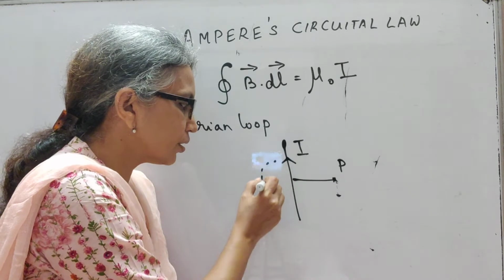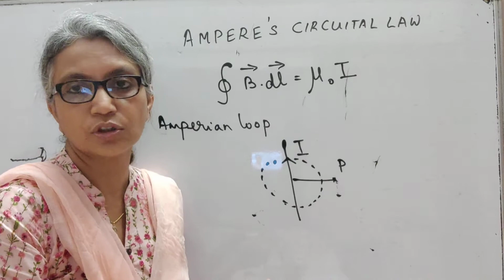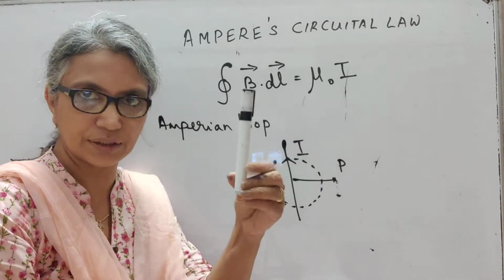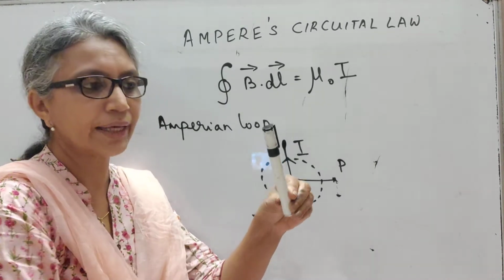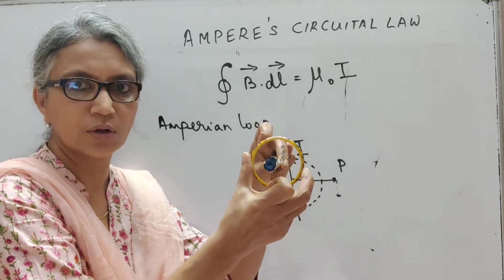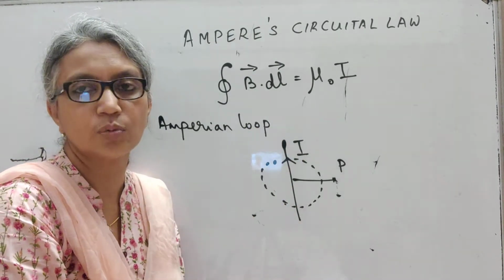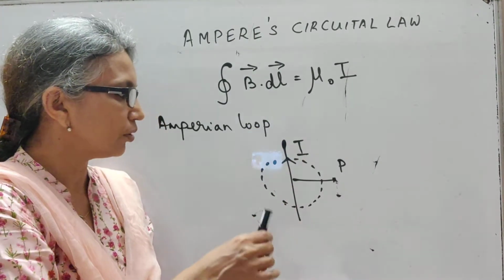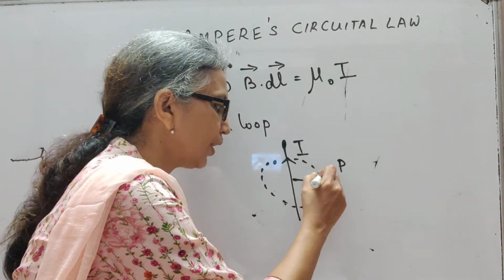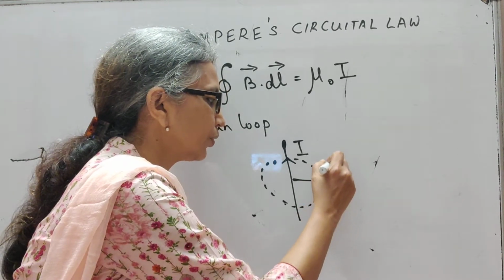If you enclose this source, that is the current, inside a closed loop, then that loop is what you call the Amperian loop. So if the source of the magnetic field is a straight conductor carrying current, and I enclose this conductor with a loop, then that closed loop which encloses the current is what you call an Amperian loop. Now this Amperian loop, I'm going to divide into small sections of length dl. So here I have a small section of length dl.